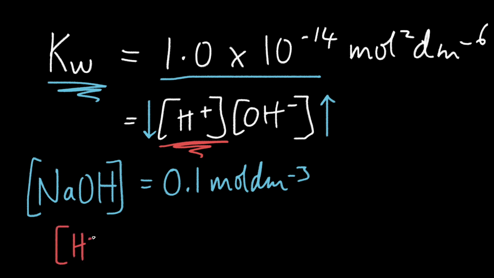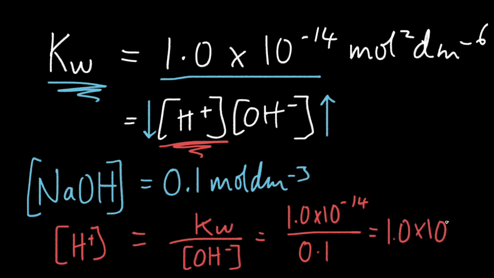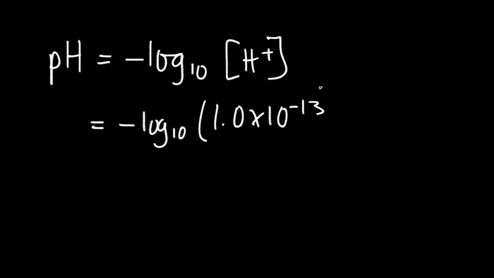If we rearrange our Kw equation, we have H+ equals Kw divided by the OH- ion concentration. In this case, that's going to be this, which gives us 1 times 10 to the minus 13. Now all we have to do is take that concentration and plug it back into our classic pH equation. So that gives us minus log to the base 10 of 1 times 10 to the minus 13, giving us the final answer of 13. So a 0.1 mole per decimeter cubed solution of NaOH will have a pH of 13.